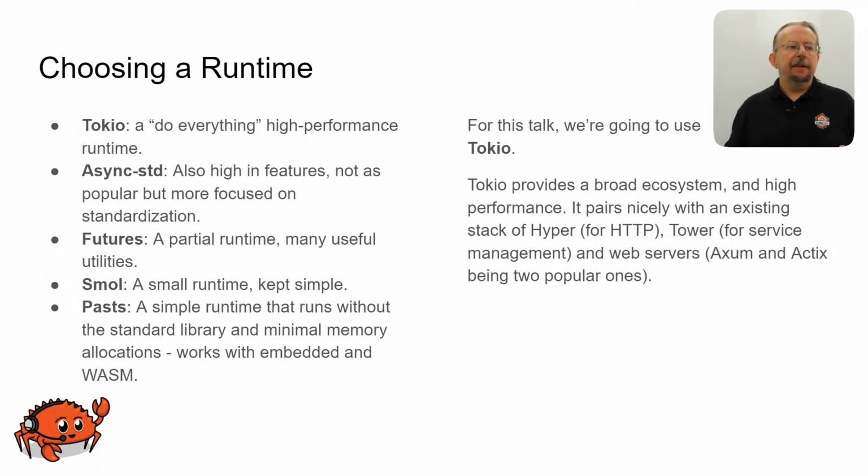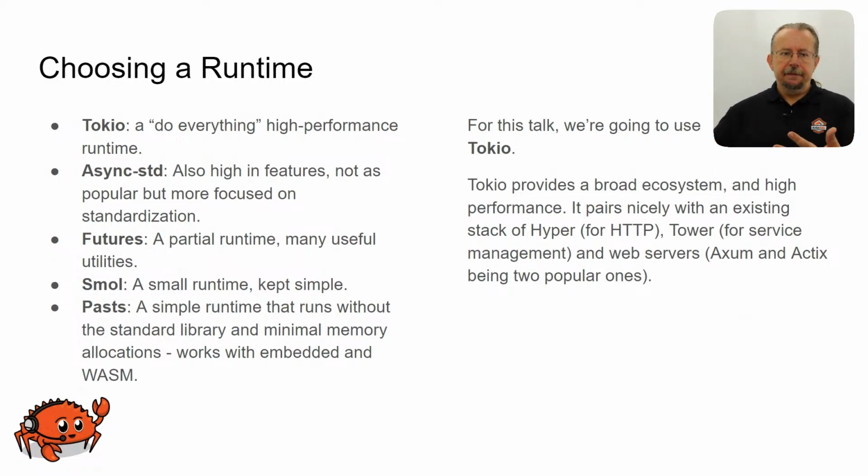Alright, so runtimes, what do you have to choose from? Tokio is my personal favorite when I'm building an enterprise project. It pretty much is a do-everything high-performance runtime. It's re-implemented large parts of the overall standard library to provide high-performance asynchronous versions. And it does this because the runtime works the way we described with queues. It also has a reactor, which is basically an event-driven system.